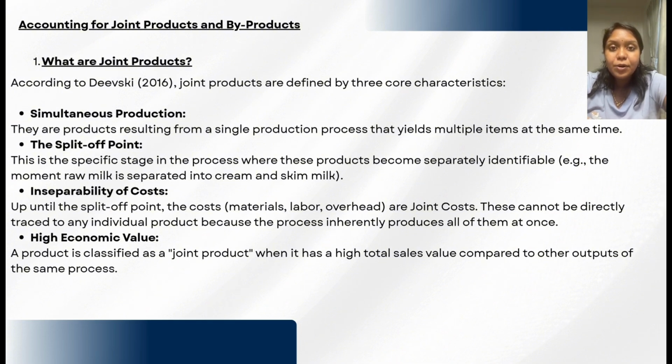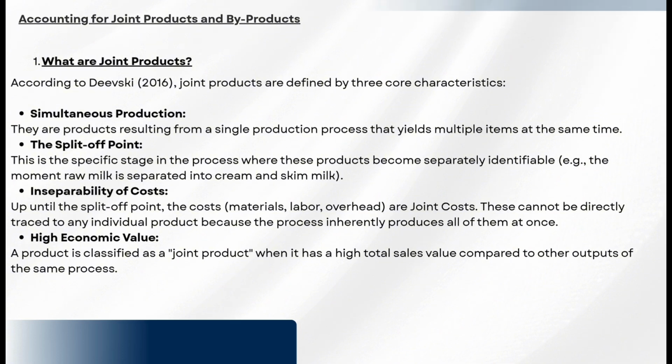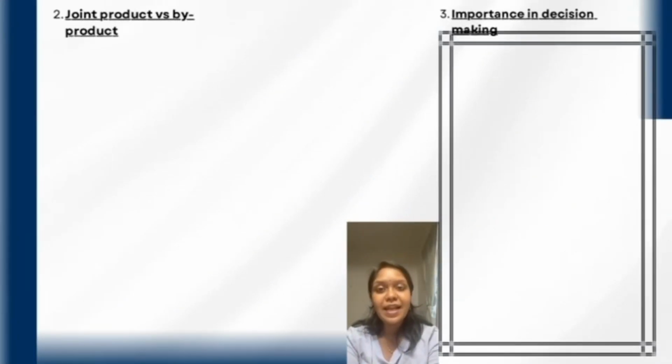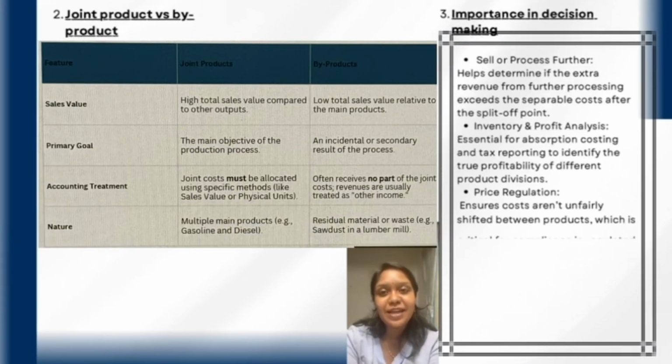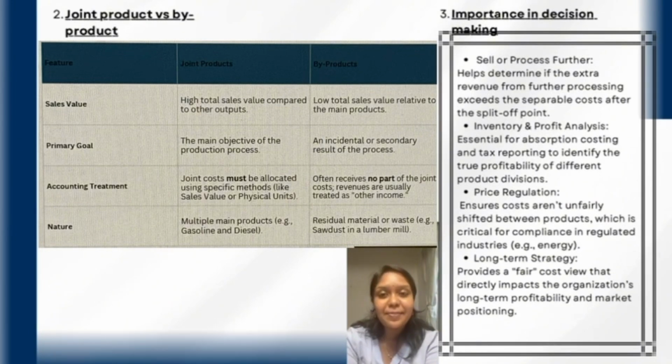Finally, joint products have high economic value, meaning each product has significant sales value compared to other outputs from the same process. In conclusion, joint products are multiple valuable outputs produced together in one process and separated at the split off point. Next, I will explain the difference between joint products and byproducts.